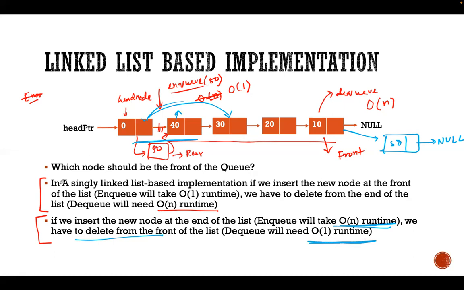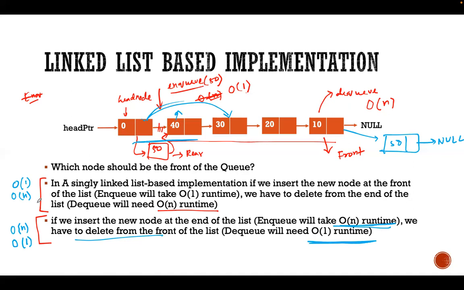So we can follow any other strategy, but in each strategy, in one strategy NQ takes order of 1, DQ takes order of n, and in this strategy NQ takes order of n, DQ takes order of 1. Which means either one operation is going to take order of n runtime.